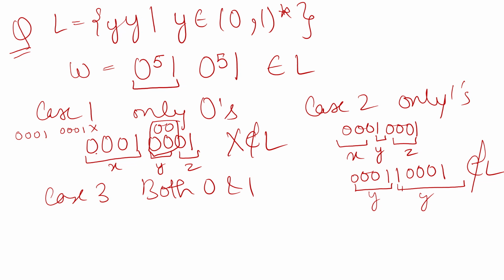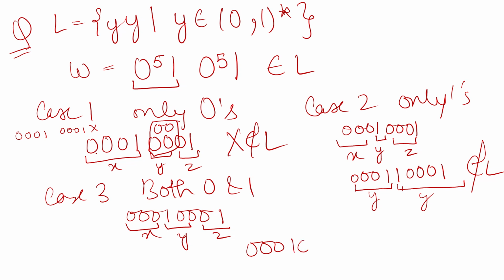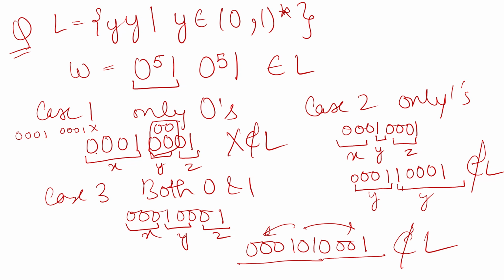In both 0 and 1, 0001, 0001. 10 we take as y, this as x, and this as z. So we get 00011010, then 001. Can we have the same combination on this side and this side? No, we cannot. So this does not belong to L. That means this is not a regular language.